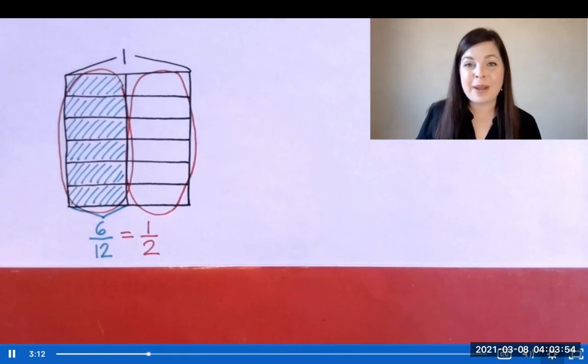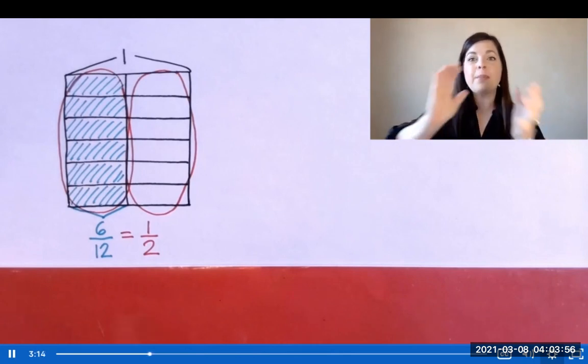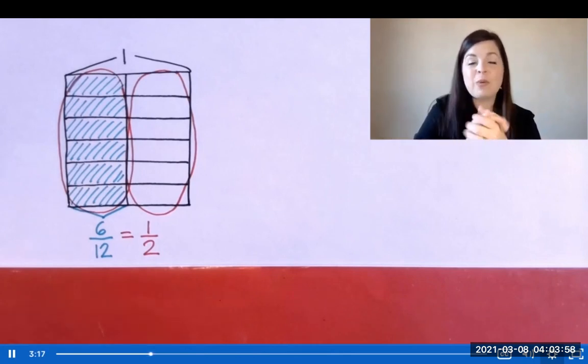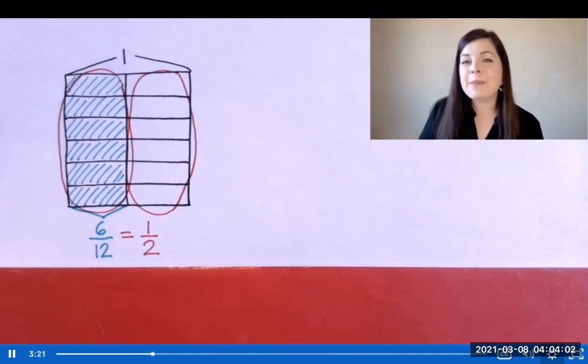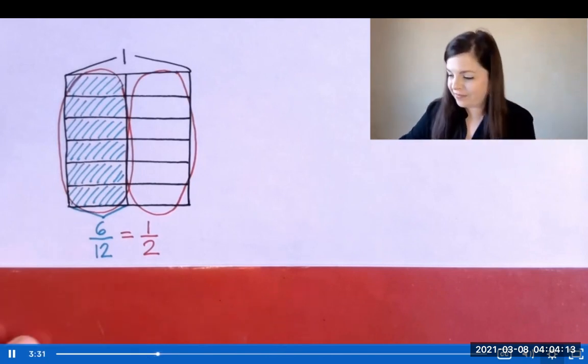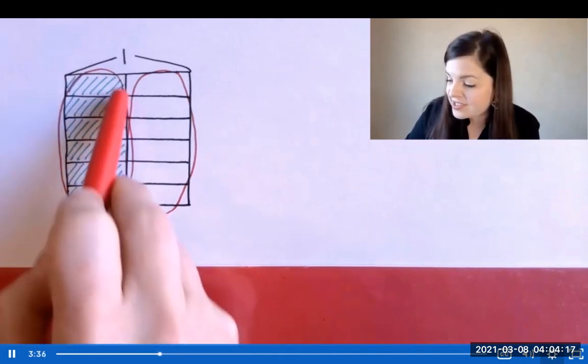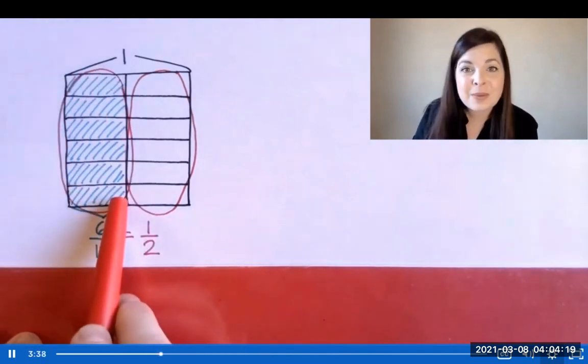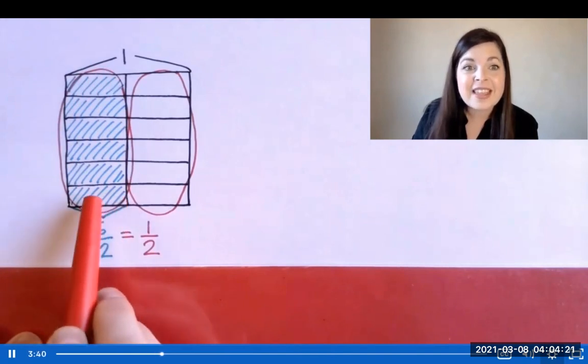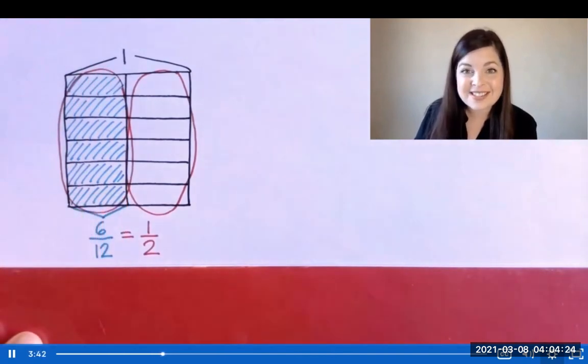Let's think a little bit more about what we just did. When we composed those fractional units, when we put those fractional units together in groups of 6, what happened to the size of the fractional units? Pause the video to talk out your thinking. When we composed those fractional units, they got larger. Here's the size of the twelfths that we started with, and here's the size of the halves that we composed. The halves are definitely larger than the twelfths.